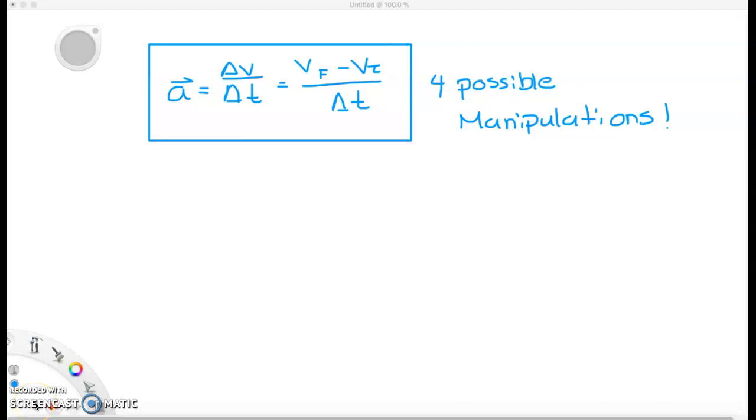Good morning, everyone. So I wanted to post this video walking through the manipulations that you can use for this acceleration equation that we've been going over in class. I want to own right up front that these manipulations are not easy. They're not something that was going to come naturally to a lot of us, and that's completely okay. They're a difficult thing to do.